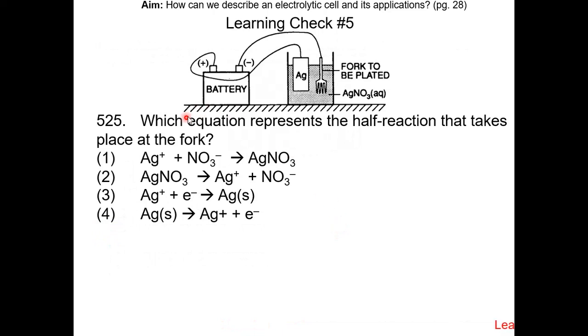Learning check number 5. Which equation represents the half reaction that takes place at the fork? Pause the video, resume as completed. The fork is the cathode, so reduction takes place. So the answer is choice 3, electrons are gained.